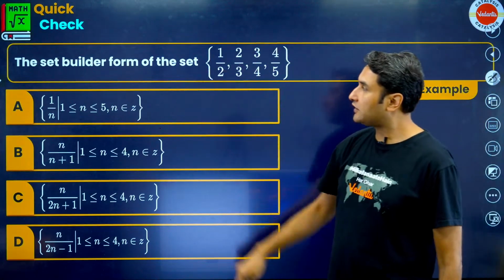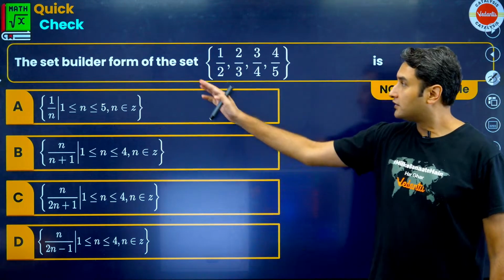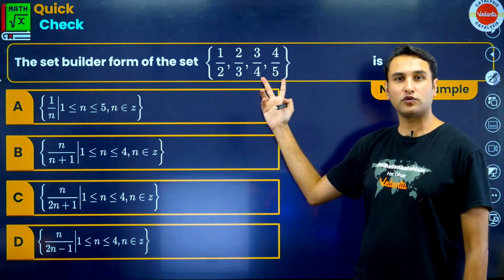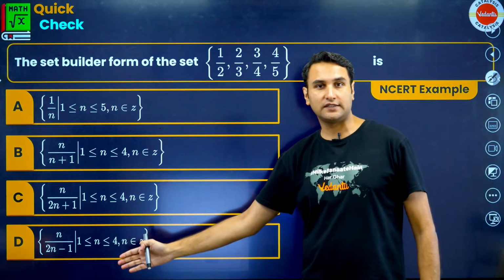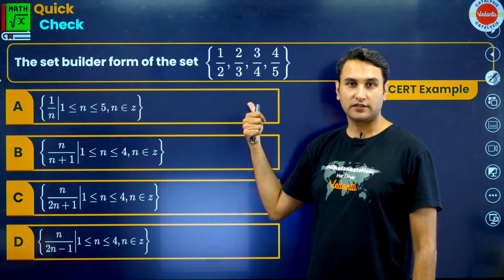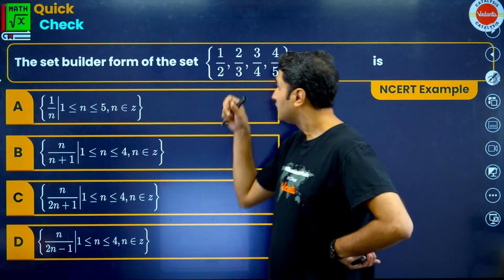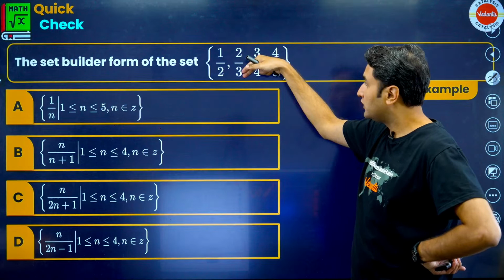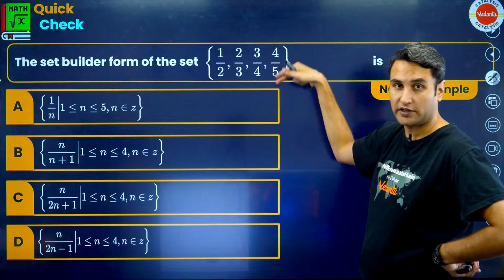Now, can you tell me the set builder form of this set? Look at the options carefully. The numbers are 1 by 2, 2 by 3, 3 by 4, 4 by 5. This is the roster form. You have to identify the set builder form. Which of these rules will create this? Pretty simple. See carefully. The denominator is 1 more than the numerator: 1 upon 2, 2 upon 3, 3 upon 4, 4 upon 5, each 1 more than the numerator.